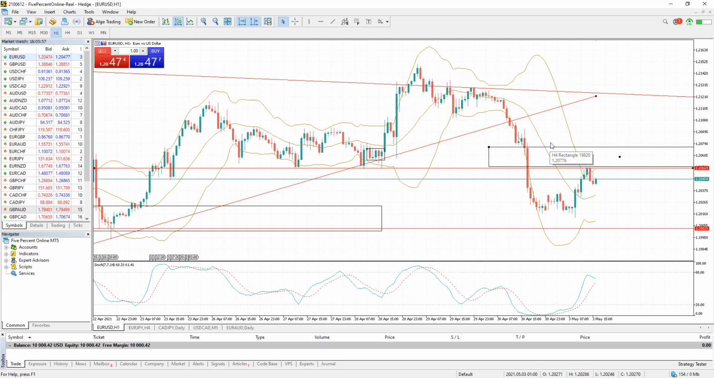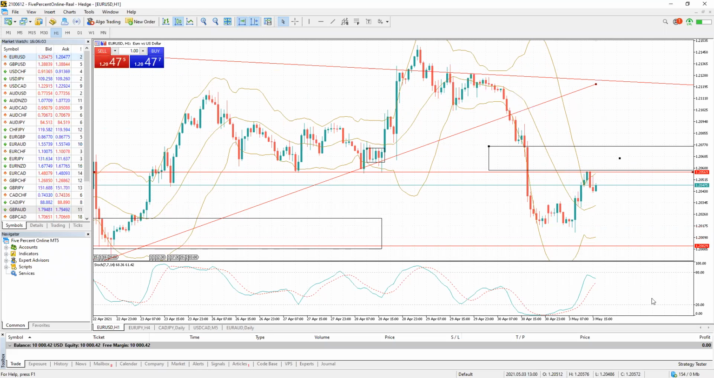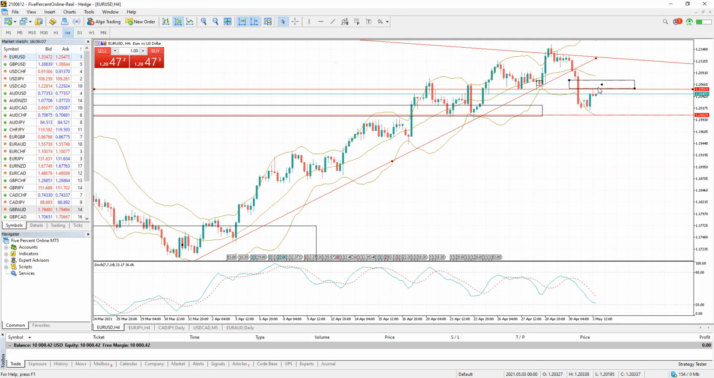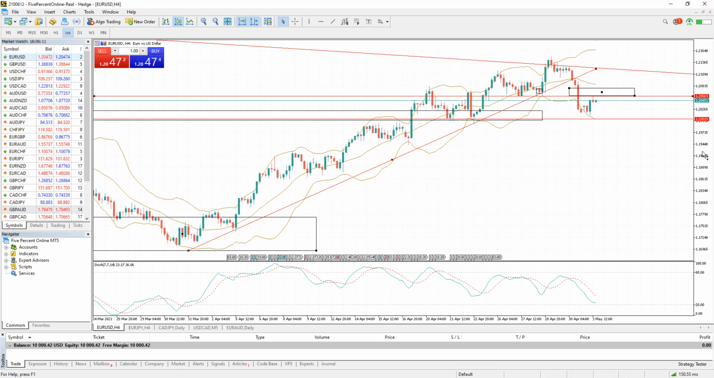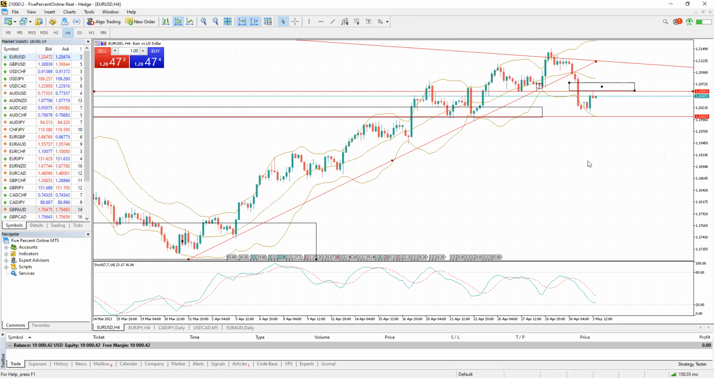Okay, so that's in euro dollar. Still, the first scenario is a continuation of bearish momentum. The second thing is maybe it doesn't care about this key level and makes a higher high, and then it will show us a bullish momentum again.